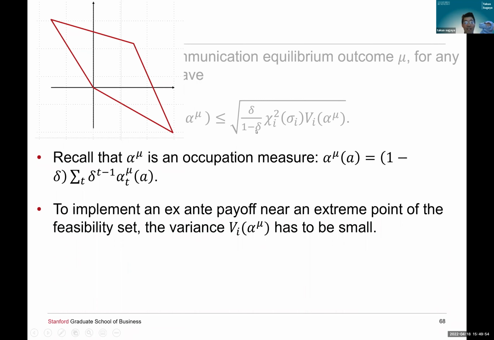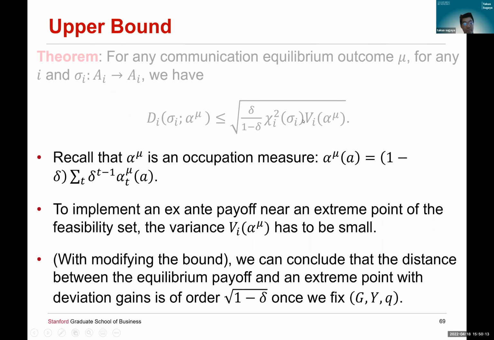So if the discount factor is close to one but fixed, then there is a limitation on how close we can get to this extreme point, because otherwise variance becomes too small and the deviation gain would be bigger than the right hand side. That's going to violate our upper bound. So we need to modify this bound a little bit, which is probably beyond the details that we can cover in a 1 hour seminar, but we can conclude that the distance between the equilibrium payoff and an extreme point with a positive deviation gain is of order one minus delta once we fix everything except for the discount factor. And this order is the same order as what Horner and Takahashi got from public monitoring in their JET paper.